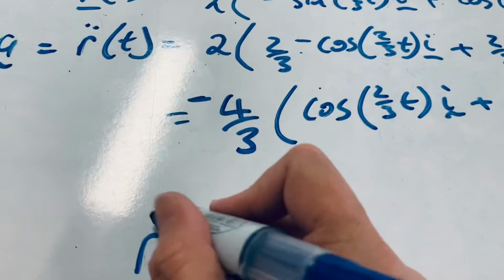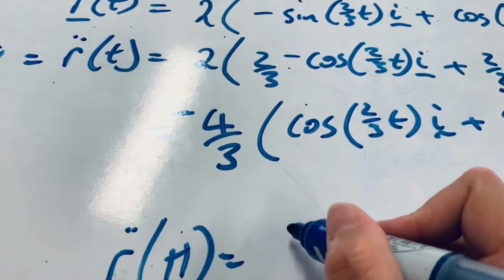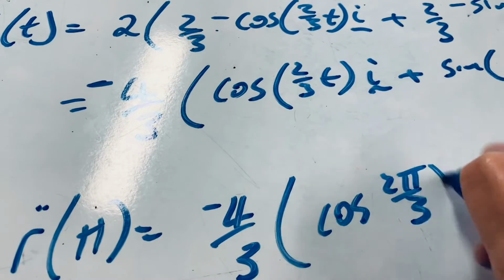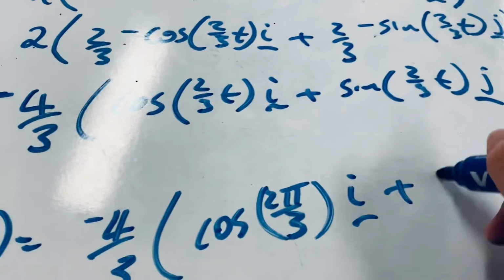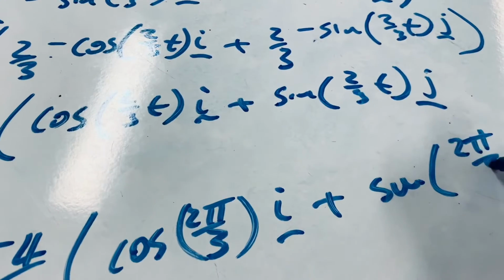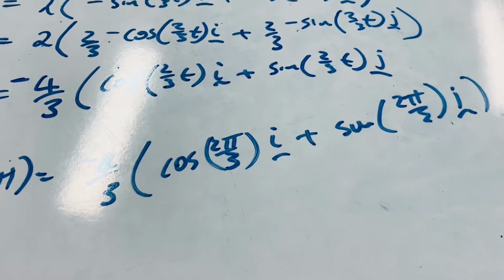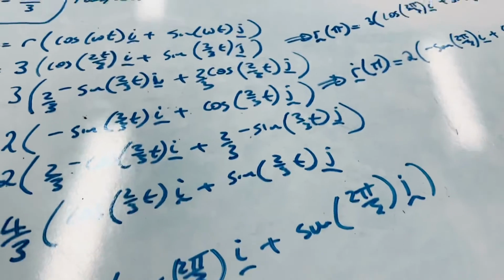And again, if we wanted to find it at pi particularly, it's going to be negative 4/3 cos 2 pi on 3 i plus sine 2 pi on 3 j. You can work out those exact values and you've got an exact answer. Done.